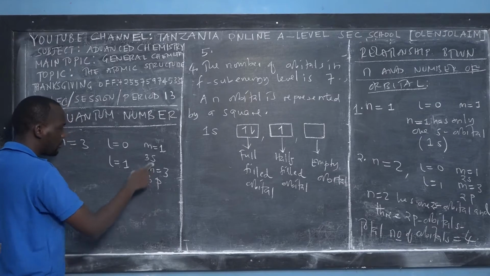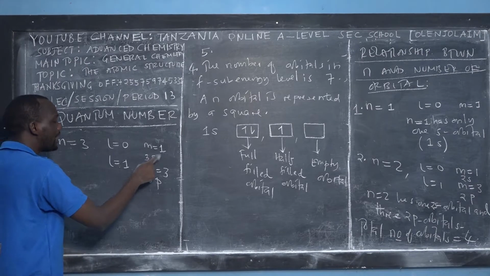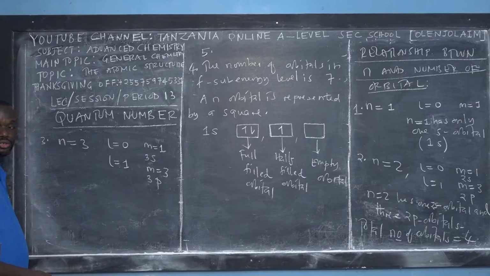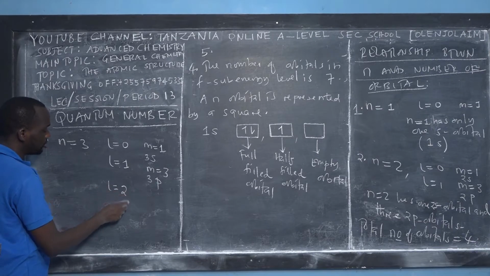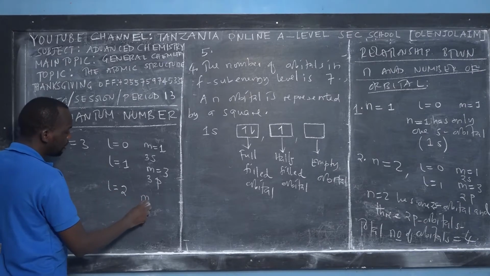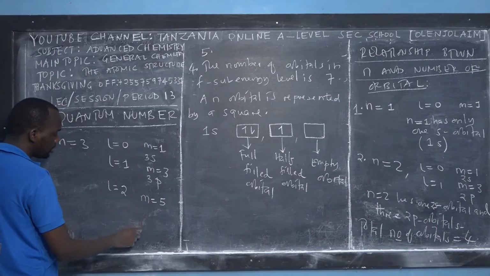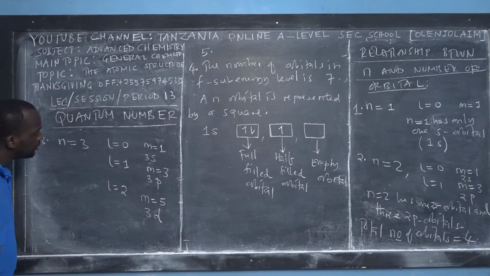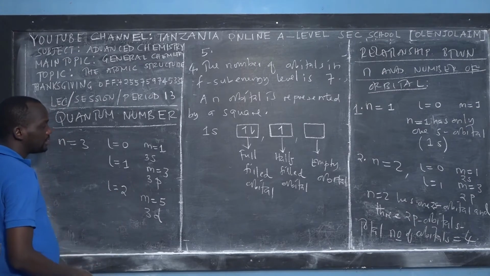p orbital. So remember, the s subenergy level has one orbital, and the p subenergy level has 3 orbitals. And then when L is equal to 2, the magnetic quantum number is equal to 5. So for this case, we have the 3d orbital, the 3d subenergy level.